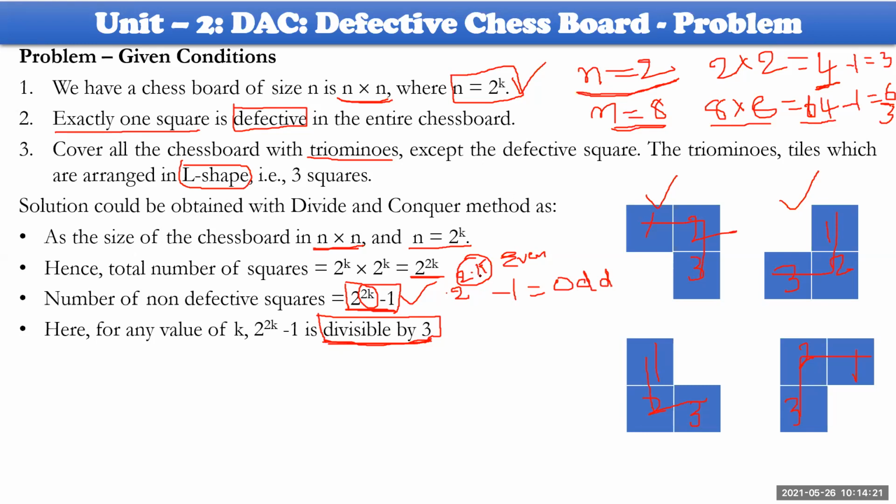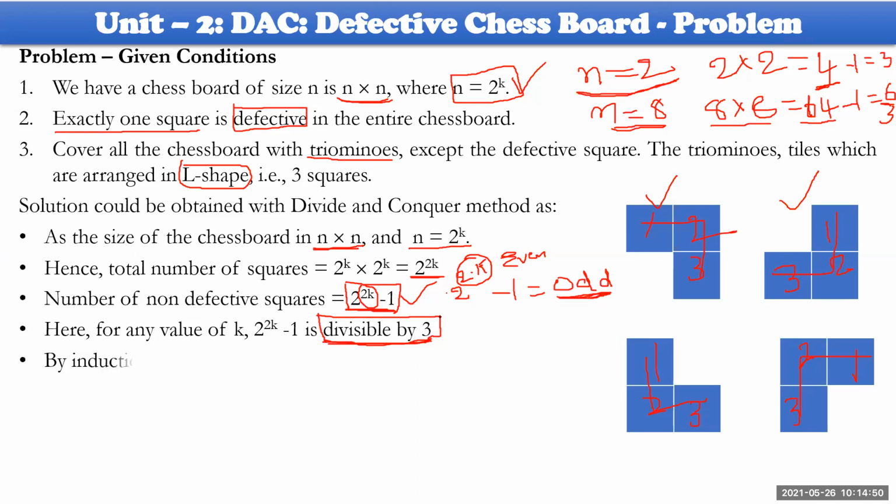2 power 2 into 1, that is 2. 2 power 2 into 2, that is 4. 2 power 2 into 3, that is 8. 2 power 2 into 4, that is 16. So 2 power 16, let us consider 2 power 3. So 2 power 3 in the sense 8. So 8 by 8 will be 64. 64 minus 1 will be an odd number. If any odd number will be there, most probably odd numbers will be divisible by 3.